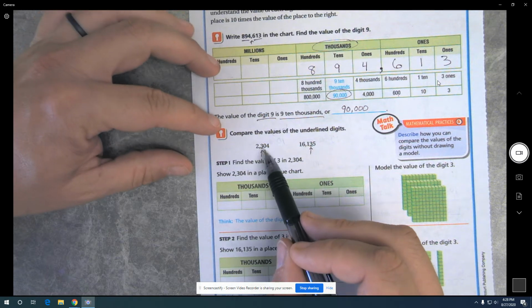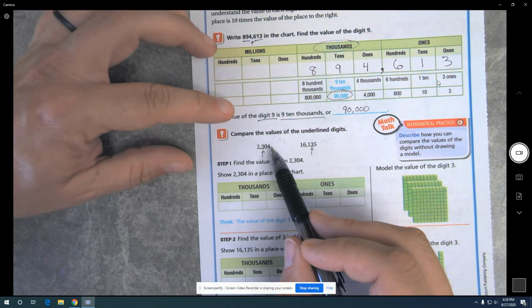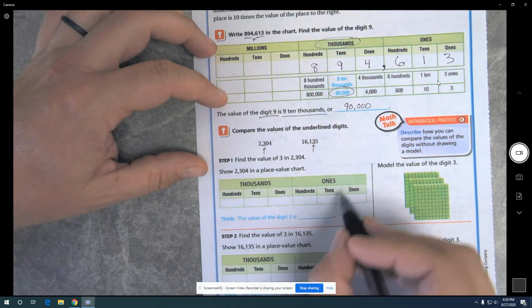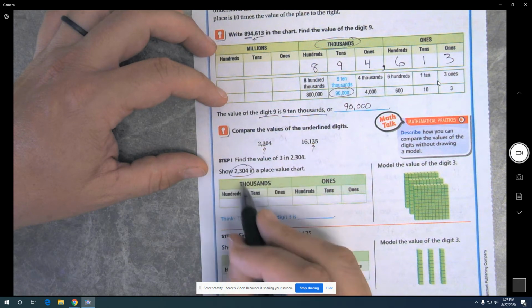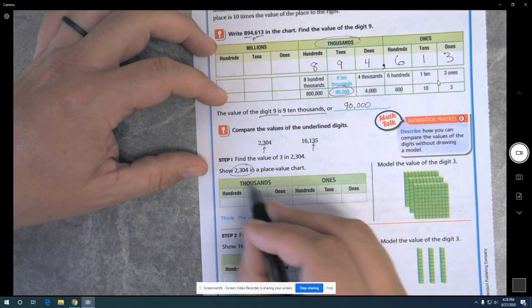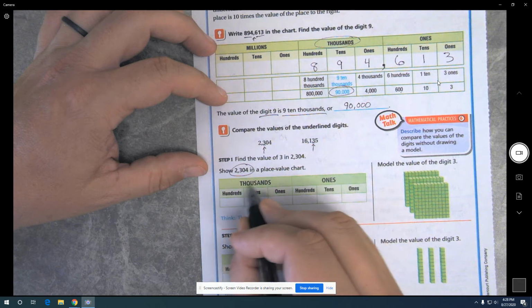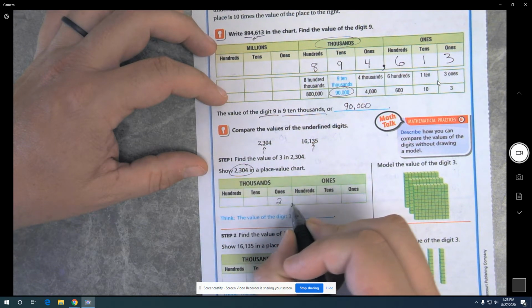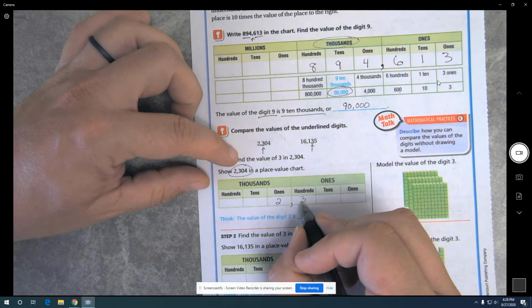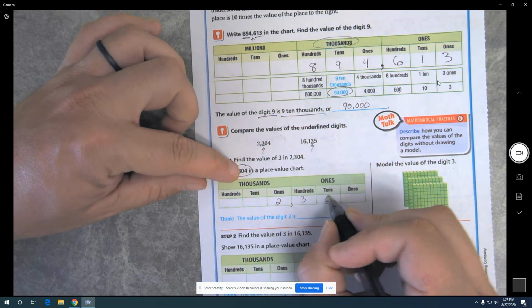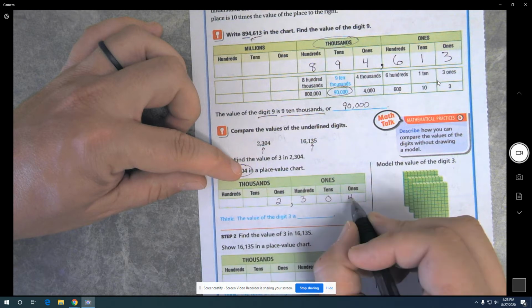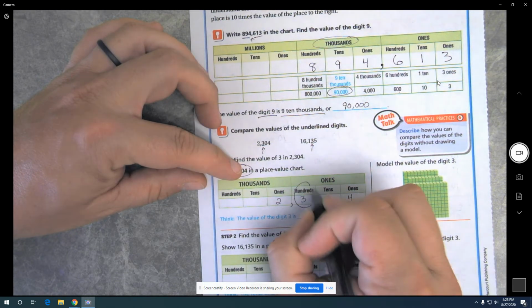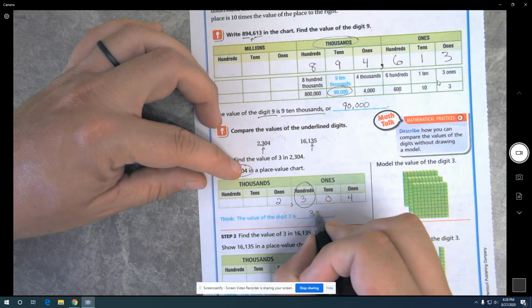So the first 3 is in 2,304. So let's show that in this chart. So we're going to write 2,304. Well, 2 is in the thousands place. So 2,000. They don't have a comma, but I'd put a comma there. 300. There's 0 tens, 4 ones. So we have 2,304. And that 3 is 3 what? 300.